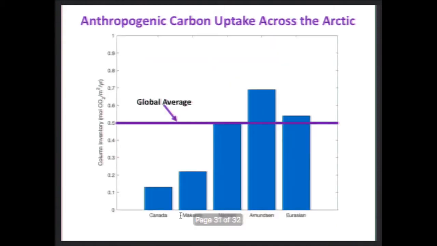And skipping straight to the results, the Western Arctic was very low in terms of anthropogenic uptake. So on the left, the Canada and the Makarov basins were much lower than the Eastern Arctic, the Nansen, Amundsen, and Eurasian basins, which were done by the German Arctic GEOTRACES. And this is also low relative to the global average. Global average is about 0.5, so the purple line on there. So the Canada basin was about 5 times lower than the global average.